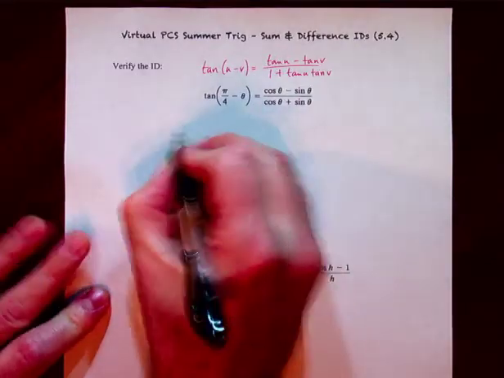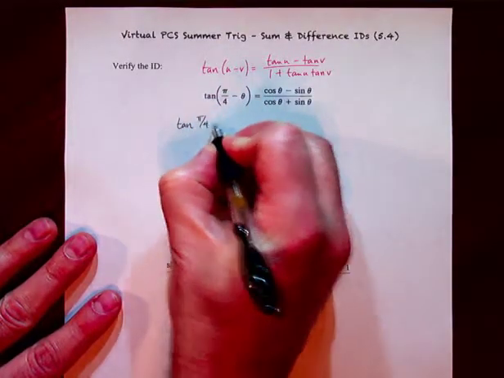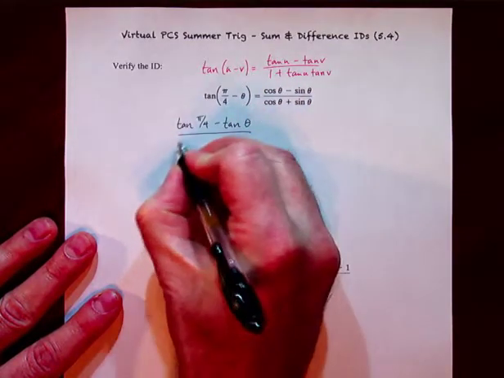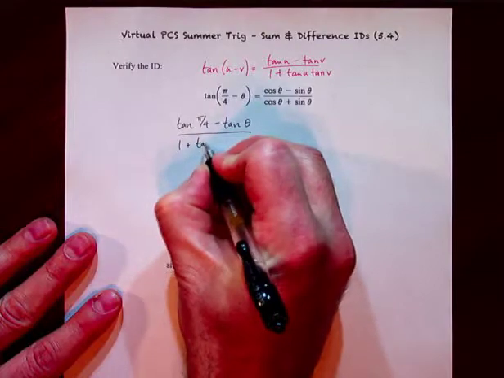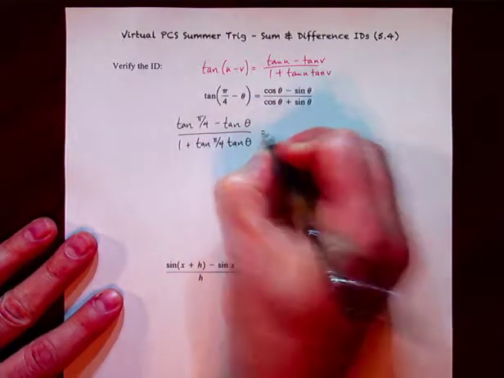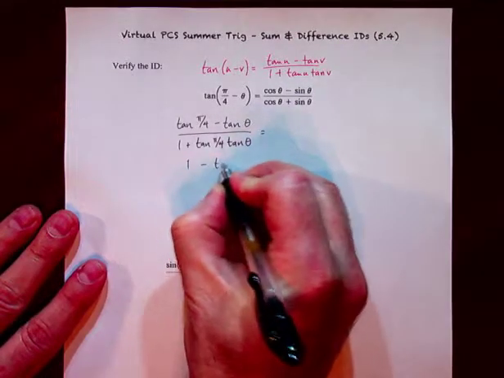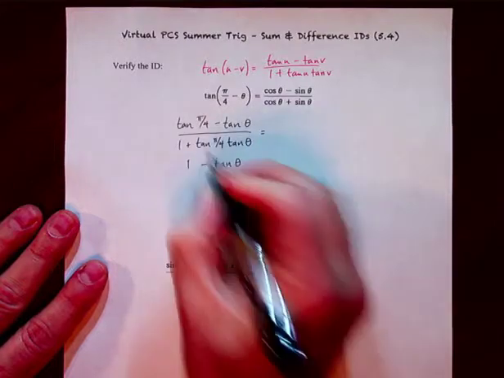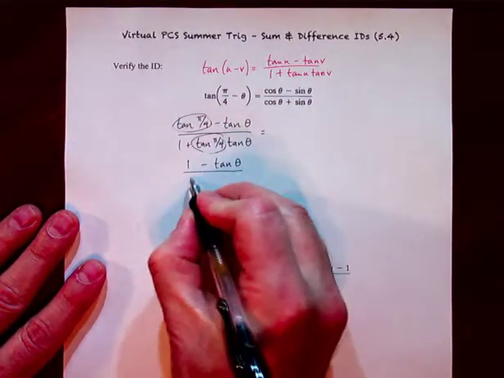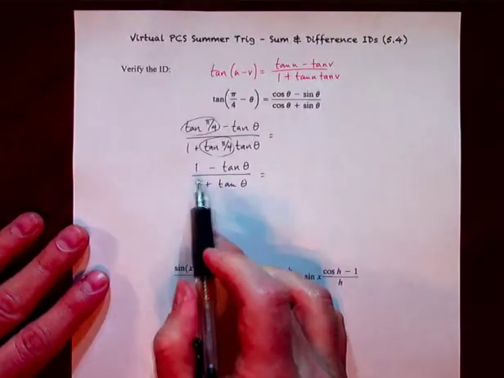So if I were to take this right-hand side and apply that difference identity, what I will wind up getting is... sorry, trying to write and talk at the same time. You think I would be better at that by now. When you evaluate the tangent of pi over 4, both of those turn into 1, and you get 1 minus tangent over 1 plus tangent, and you're going to try and change that into this.